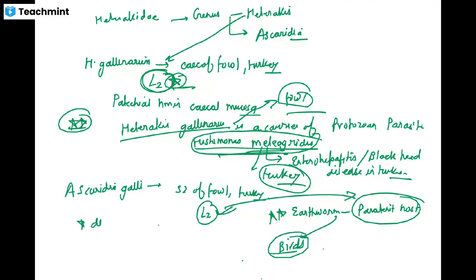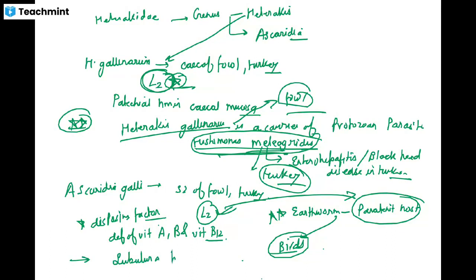The predisposing factor for Ascaridia galli infection is deficiency of vitamin A, B and vitamin B12. Another nematode is Subulura brumpti, which is also known as the pinworm of fowl.